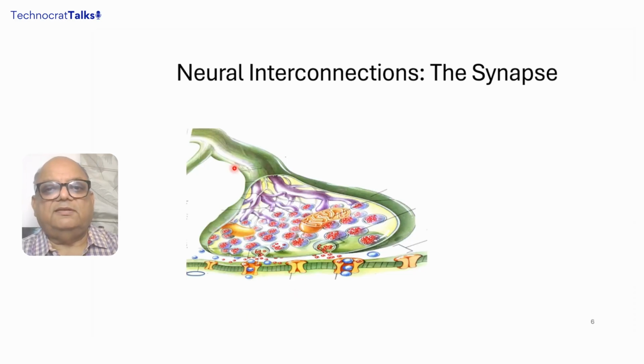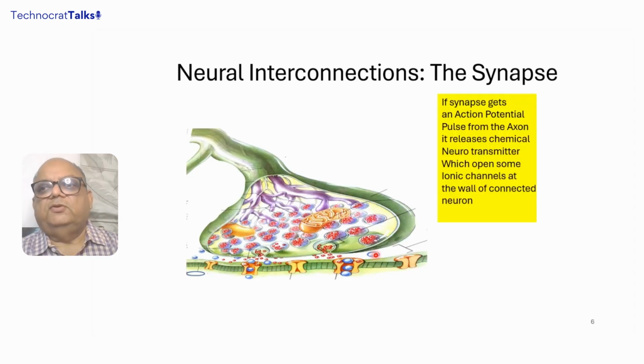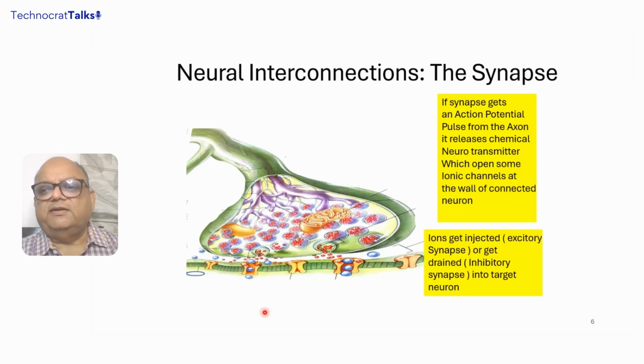So this is the signal giving neuron, and this is the output. This is the neuron where the signal is going, and at this junction there is a very small gap in between. It's a small cleft that is called the synapse. Okay. So if the synapse gets information that an action potential pulse has come, it releases neurotransmitter, which opens ionic channels of the connected neuron, and then through the surrounding media, the ions find their way into the target cell. Okay. So ions get injected.